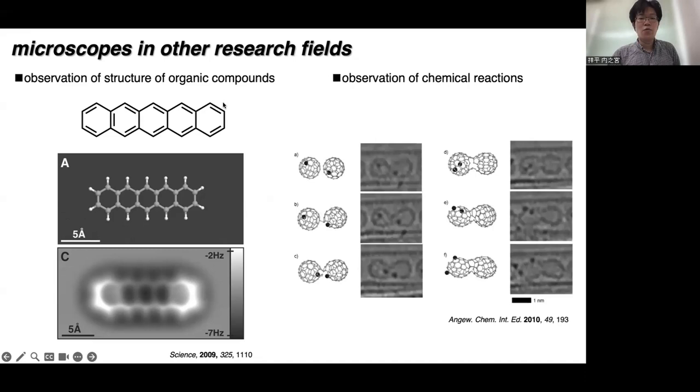So also we can observe the chemical reaction with a microscope, which can provide information about the intermediate of the chemical reactions. This paper reports the reaction of two fluorines. In this paper, they observe the clear structure of the intermediate, so we can directly know how this reaction goes.